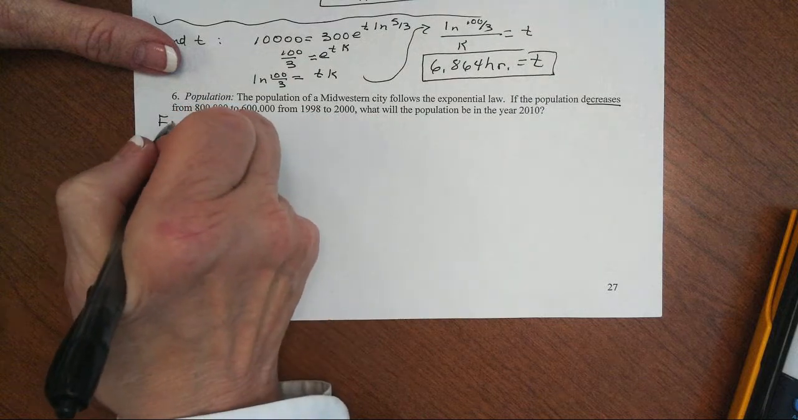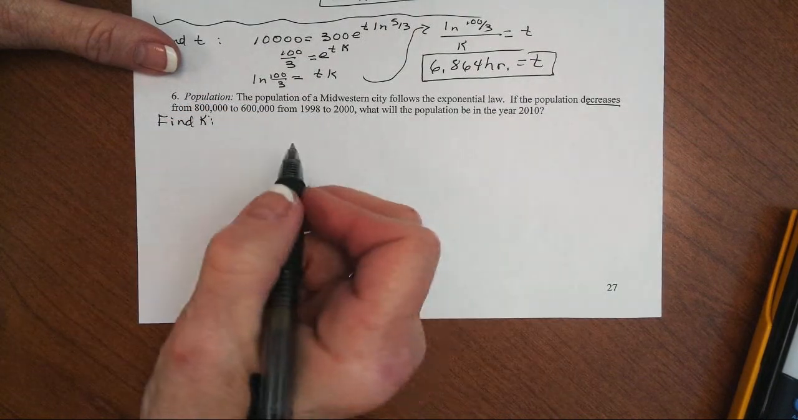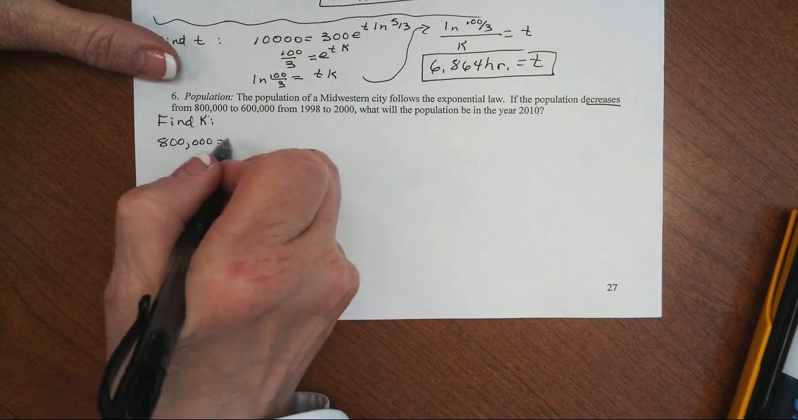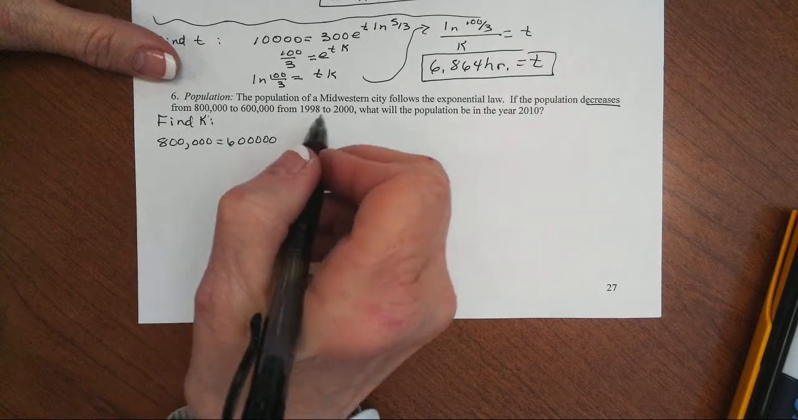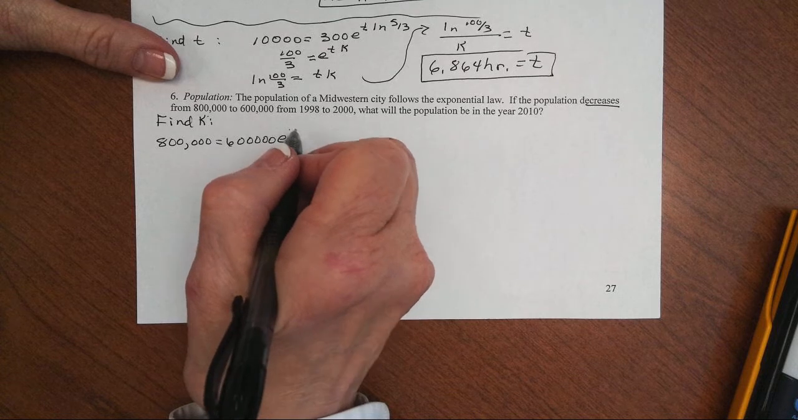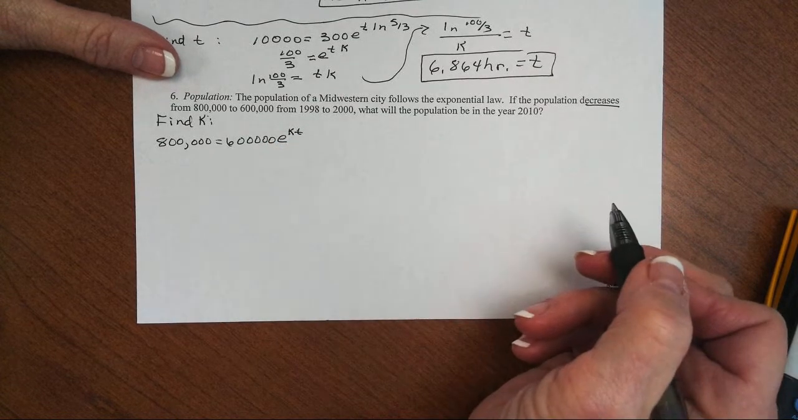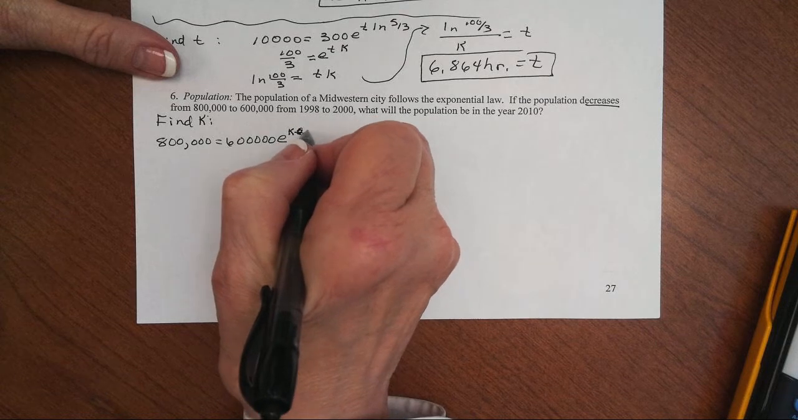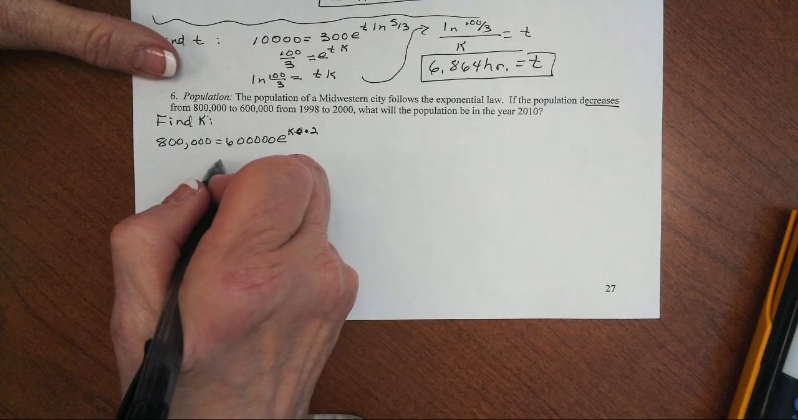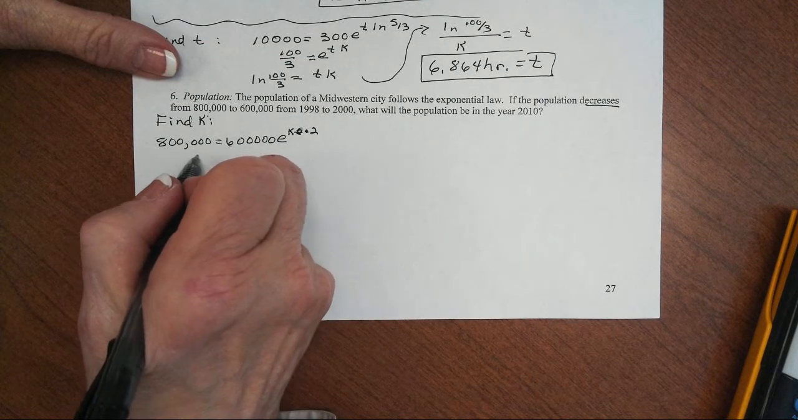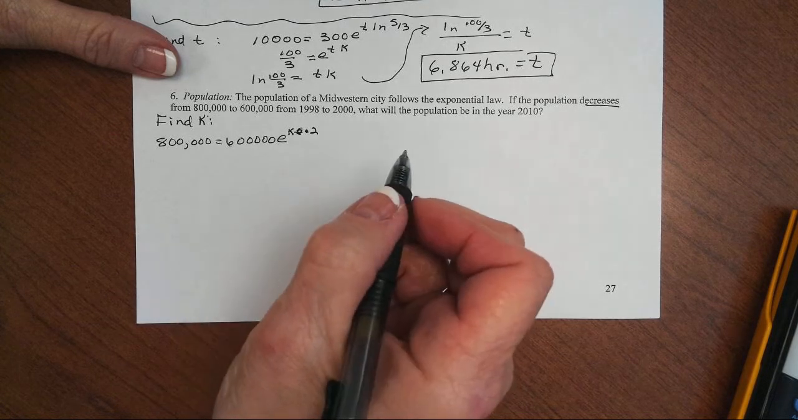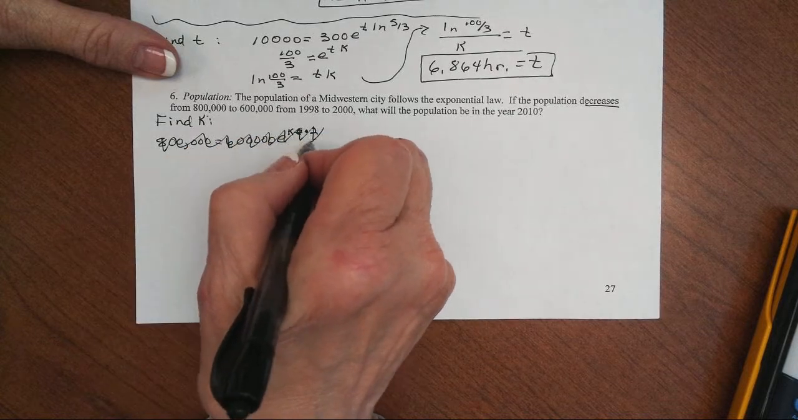So we have to find K. And we're going to do that by using this information. 800,000 equals 600,000 E to the number of years, K times T, so KT, and it's times 2. So we divide both sides, and we get 8/6. Oops. Okay, start over. Sorry.